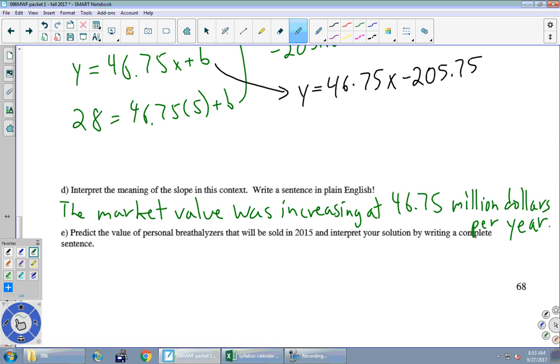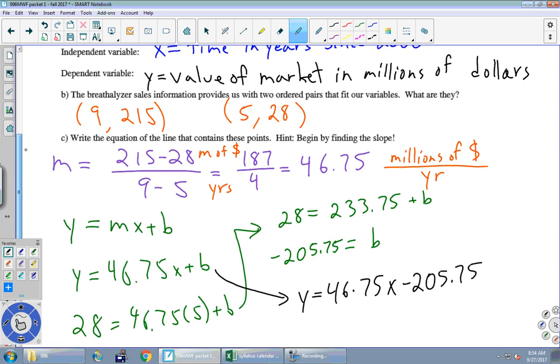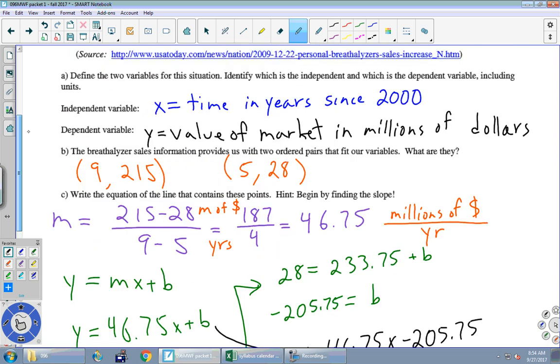Okay, and then finally, E, predict the value of personal breathalyzers that will be sold in 2015 and interpret your solution by writing a complete sentence. Okay, so let's do that. 2015, we just got to translate. So first of all, is that an X or a Y? 2015 is an X, that's a time, right? What's the value of X that corresponds to 2015? It's just 15, right? We're not using 2015, we're using 15 because we started the clock in the year 2000.